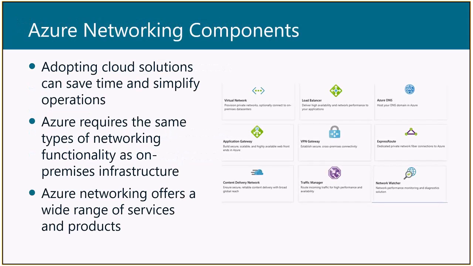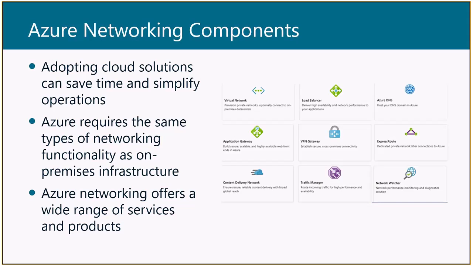In Azure networking, the components are: virtual network, load balancer, Azure DNS, VPN gateway, ExpressRoute, network watcher, traffic manager, content delivery network, which is CDN, and application gateway. There are 9 components, as you can see. You have to be able to deploy all 9 of them on top of a virtual network. These are all the different functionalities that we're going to go through.